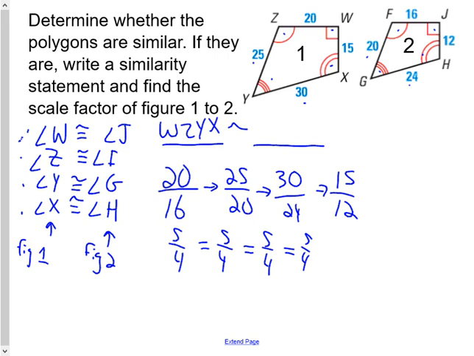So we are similar, right? We needed both sides proportional, angles congruent, and now I've got WZYX is similar to JIGH. And that's how you can use your angles to help you out.